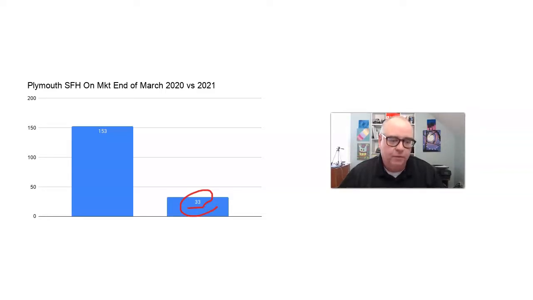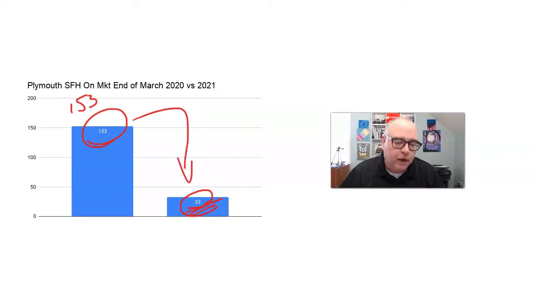That's single-family homes. A year ago, at the beginning of the virus, when the virus hit, we had 153. So, 153 at the end of March 2020, down to 33 at the end of March 2021. Now, that's all the single-family homes for sale as of March 31st, 2021. It's just a snapshot, day versus day, year over year.